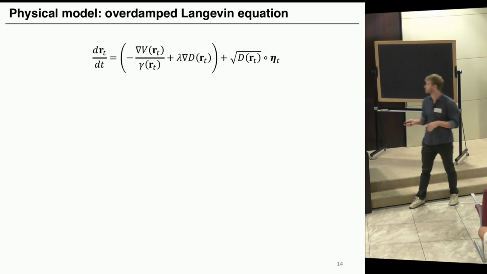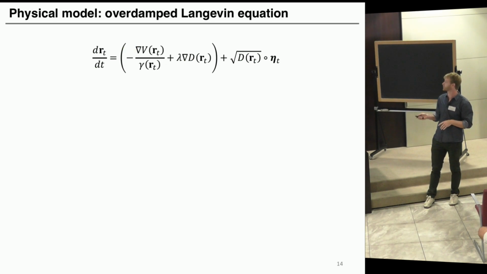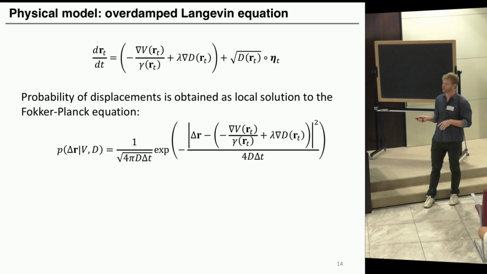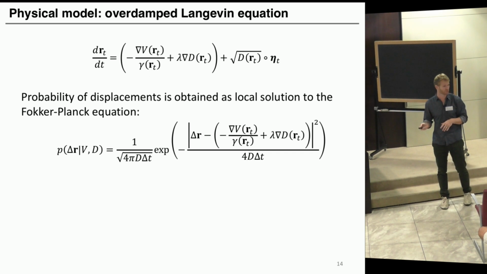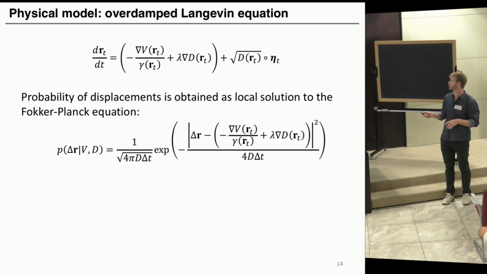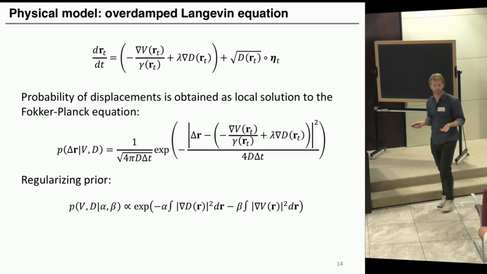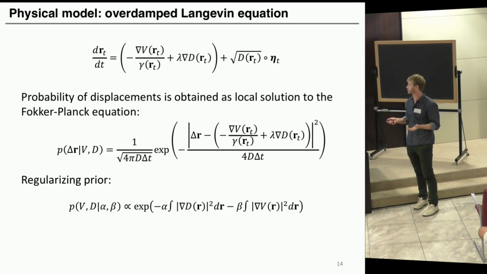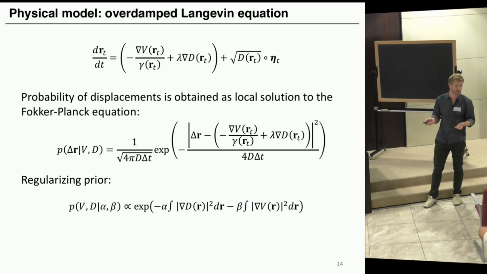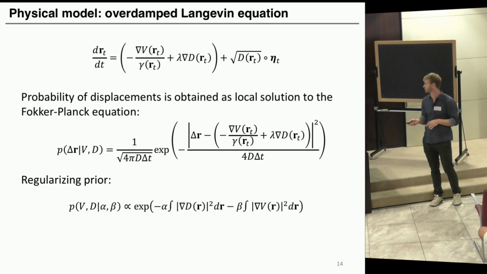The physical model we're using is the Langevin equation, or the Smoluchowski equation. This gives us directly the probability for displacements. This is written as a function of diffusivity and a potential field. And we use a regularizing prior here. This is, again, a nice thing about the Bayesian framework: we can put regularizers directly as priors. We simply impose that we want some smoothness of the solution between cells.